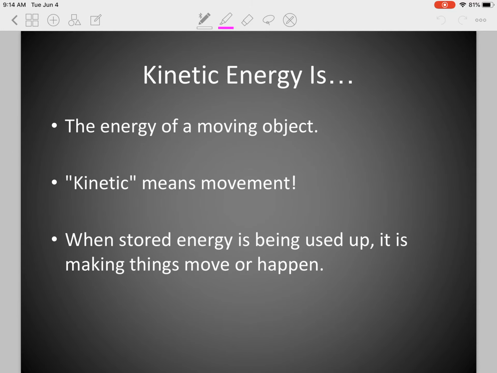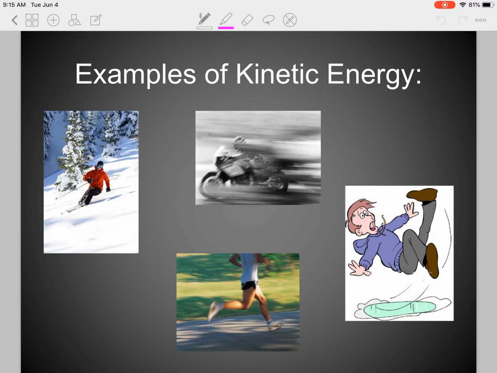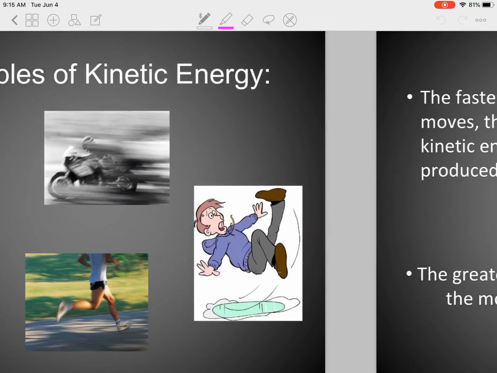So let's talk about kinetic. Remember, kinetic is energy of a moving object or energy of motion. Kinetic means movement. When stored energy is being used, it is making things happen or making things move. So kinetic energy is energy of motion, like a roller coaster moving down a track. Here's some examples. Someone skiing, a motorcycle going down the road, someone slipping and falling, someone jogging. Those are all types of movement.